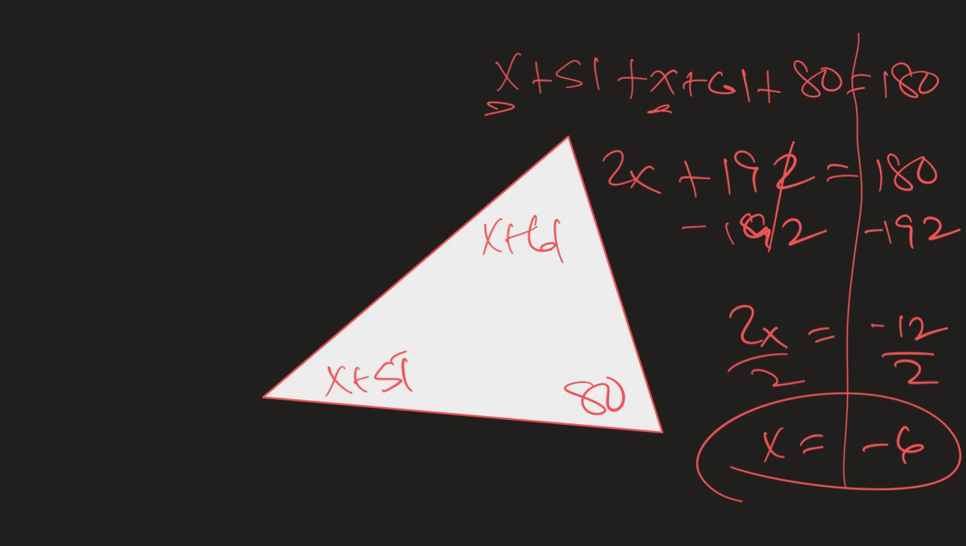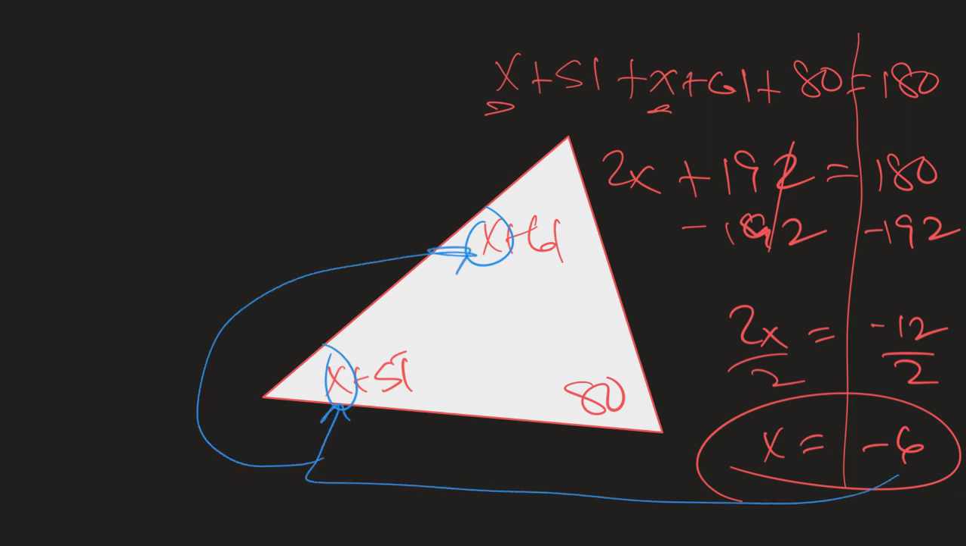So again, we want to now take this negative 6, and we're going to plug it in wherever we see an x. So right here, what would 61 minus 6 be? 61 minus 6. So we're going to take it there. We're going to take it there. So 61 minus 6 is what? 55. We got 55 degrees there for that angle. And right here, we've got 51 minus 6, which would be 45. That's right. 45.